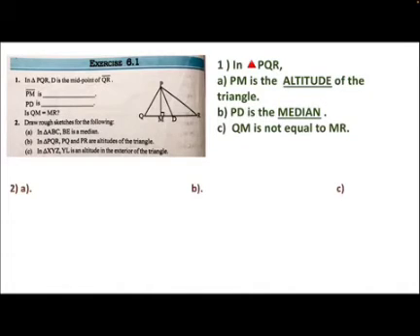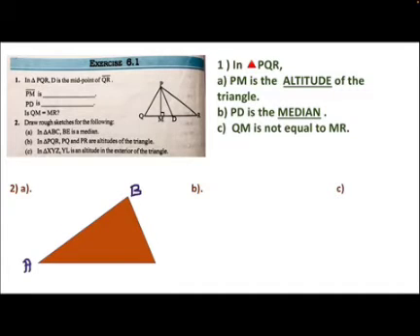In triangle ABC, BE is the median. So I've shown the triangle here. I've named the triangle as ABC. BE is the median. So E should be the midpoint of AC. So I've located E as the midpoint, and when you join B and E, that becomes the median of the triangle.